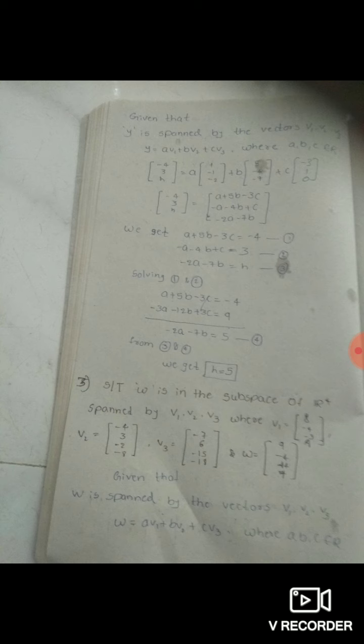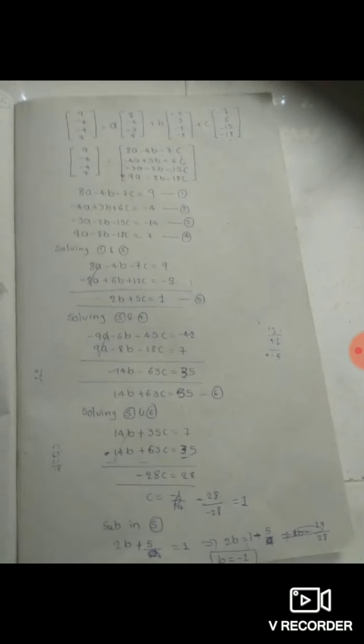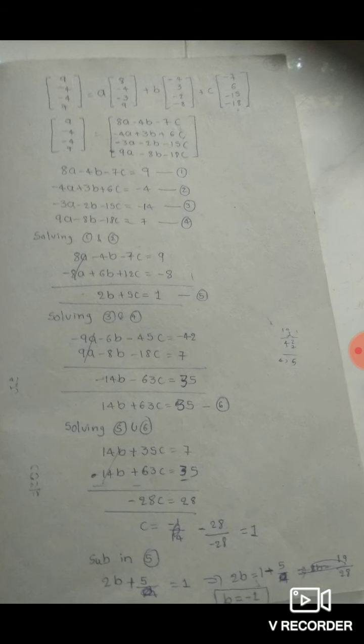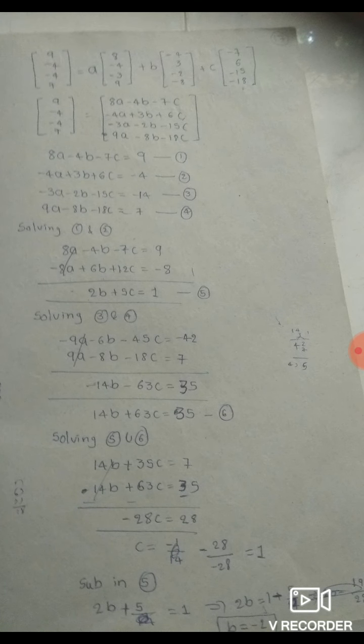Given that w is spanned by the vectors v1, v2, v3, w is written as a v1 plus b v2 plus c v3, where a, b, c belong to R. Therefore w is 9, minus 4, minus 14, 7.